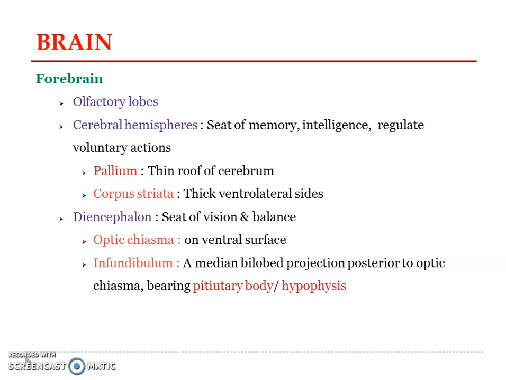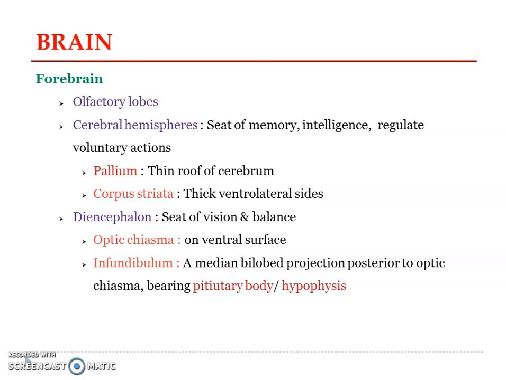Then on the ventrolateral sides of each of the cerebral hemispheres, there is a thick fibrous tract called the corpus striatum, which contains a network of white medullated nerve fibers and nerve cells. The corpus striatum is actually the thick ventrolateral side of the cerebral hemispheres. Each cerebral hemisphere has a very thick ventral as well as lateral side, and that part is known as the corpus striatum. The plural is corpora striata, the singular is corpus striatum.